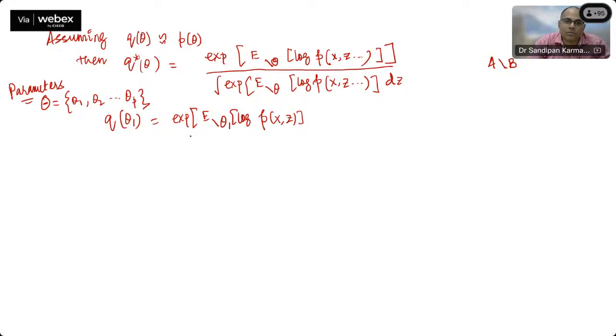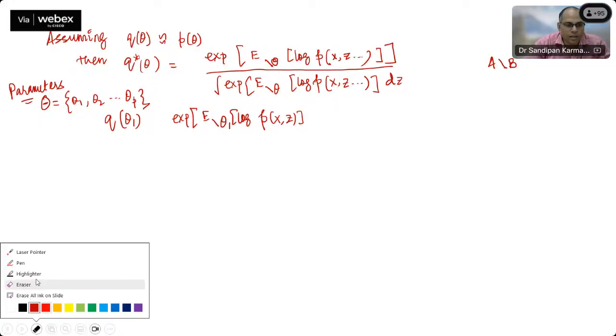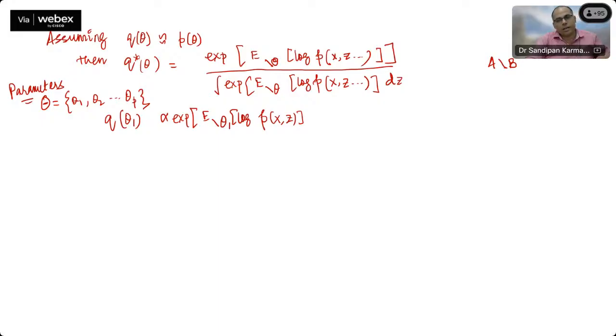Okay, another thing we can do is that instead of equal to, we can actually write it as proportional to. Okay, so omitting, because in the denominator what is there? In the denominator it will be the evidence. Okay, so we are marginalizing out all the hidden variables. So x is the variables of interest. Okay, z are the hidden variables.